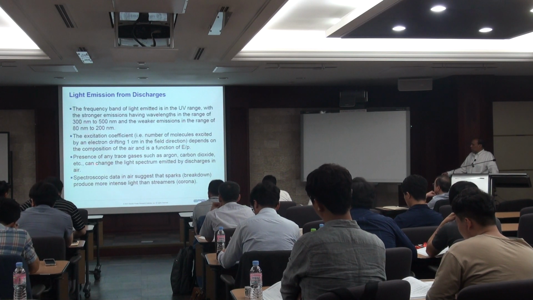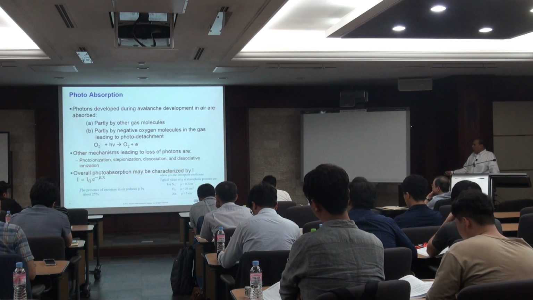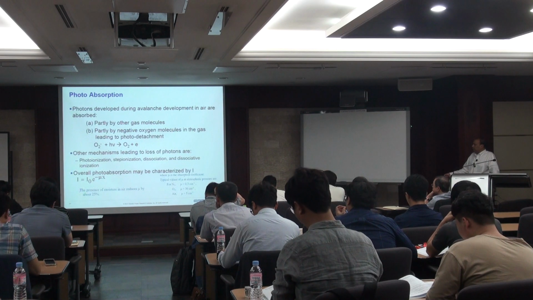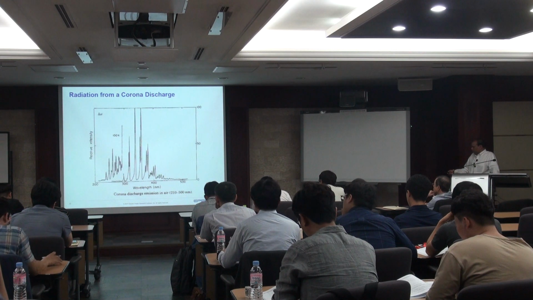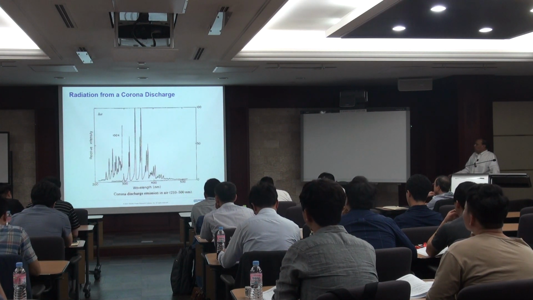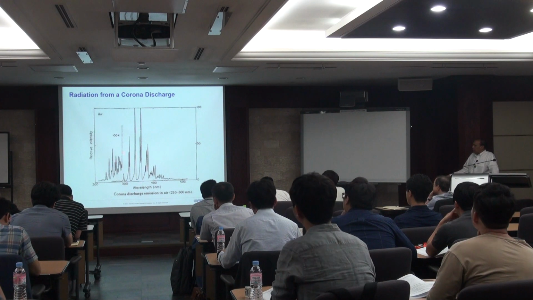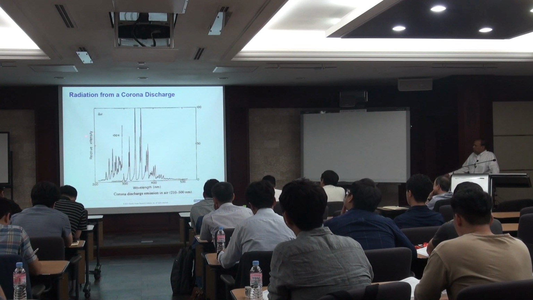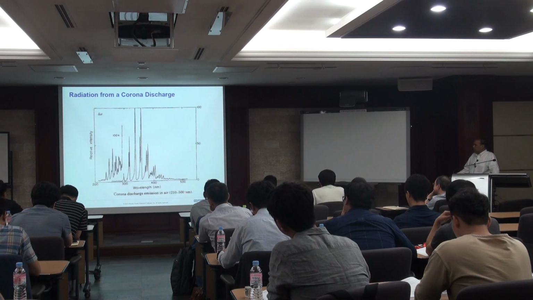So this is some information about the different types of gases that are released when you have these discharges, either gap discharge or corona discharge. More details are given in the photo absorption area. Even the oxygen molecules are there. Again, in the interest of time, I won't go through these details. You can read them in the book if you are more interested. This is important: when you have a corona discharge, radiation happens. Radioactive intensity versus the wavelength is given here. Again, corona discharge emissions in the air are 210 to 500 nanometers.